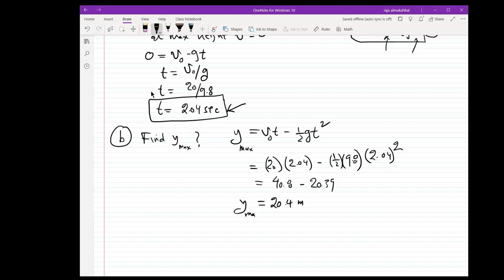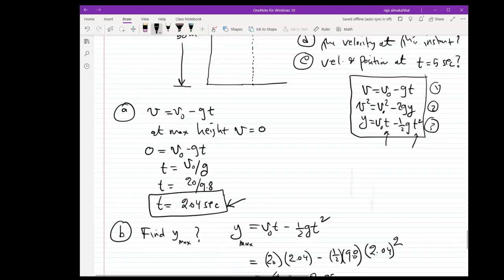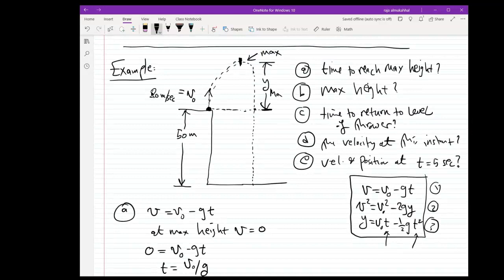So that is the maximum height, measuring it from the level of the thrower. Now, if I want to know the maximum height measuring it from the ground, well, I just add the 50 to this 20.4. He didn't really specify, but let's suppose it's from the level of the thrower. It doesn't matter.